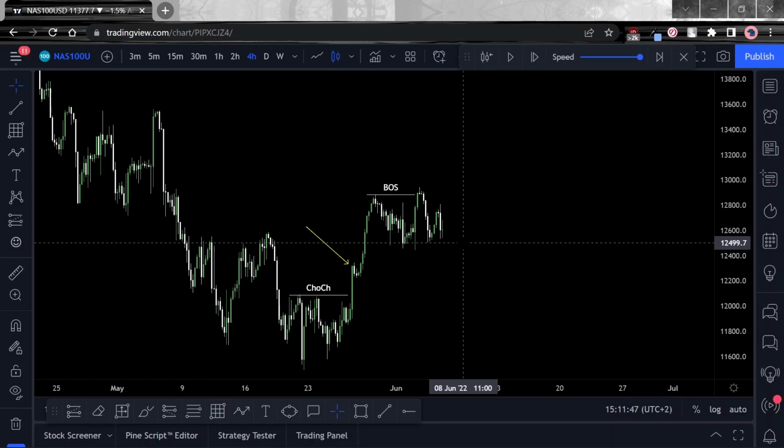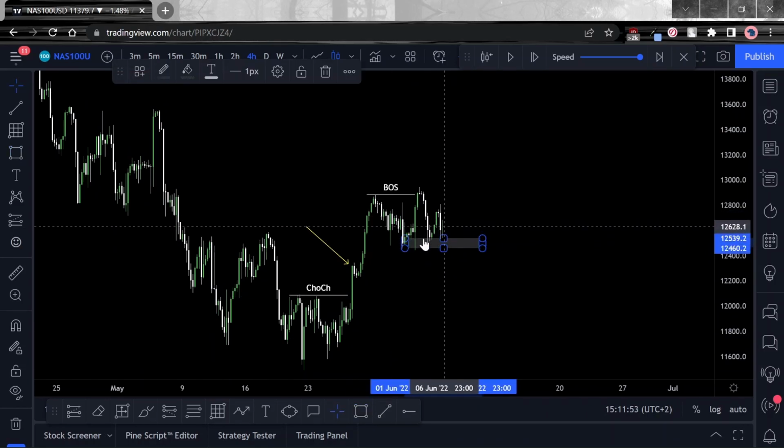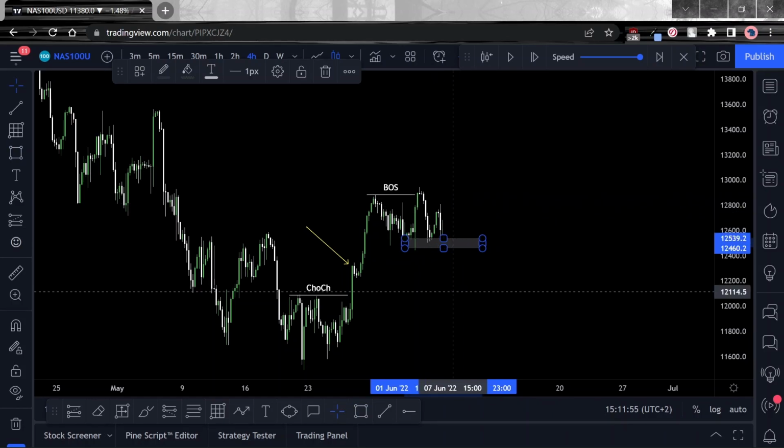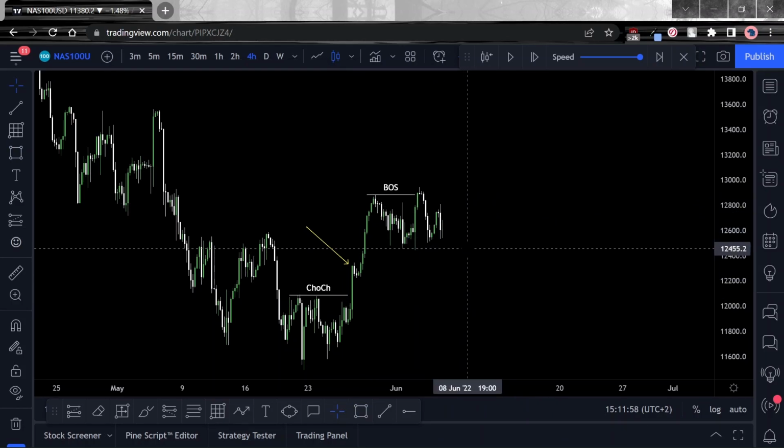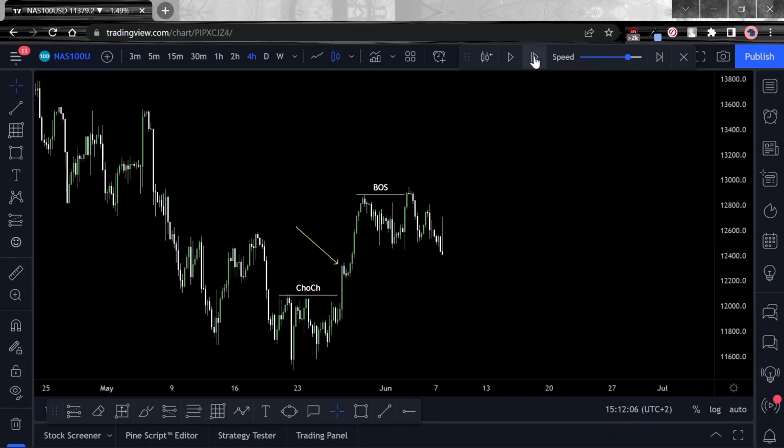So obviously at this point we're a bit late, because now what we can see is we've got our POIs over here and price has already tapped into them, and we don't know what's taking place. So we don't want to be entering late. We're just going to be patient and wait to see what the market is going to do. So if we just play on, wait to see if we get a higher high.